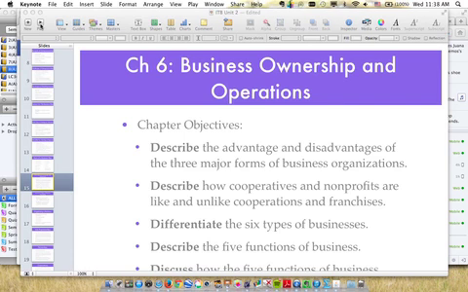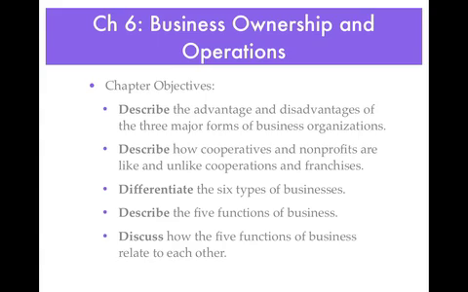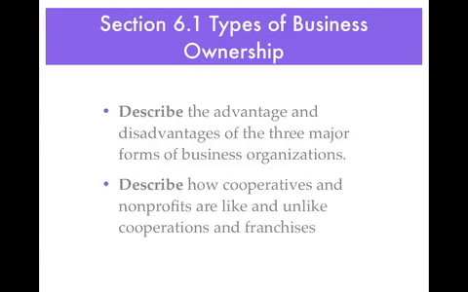This first video is on section 6.1, which has the following objectives. We're going to describe the advantages and disadvantages of the three major forms of business organizations, and we're going to describe how cooperatives and nonprofits are like and unlike corporations and franchises.